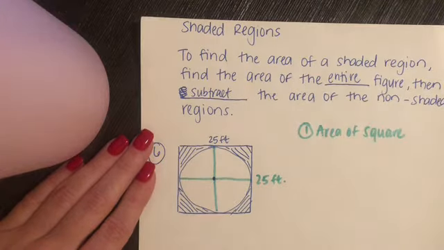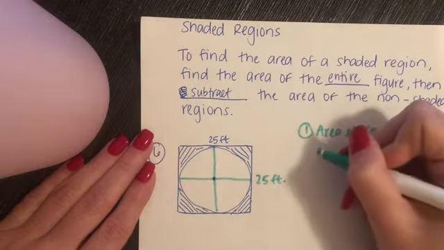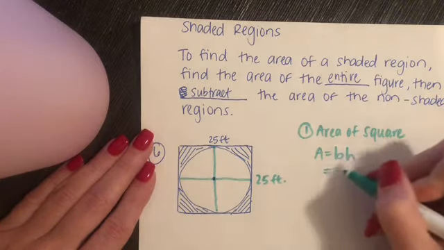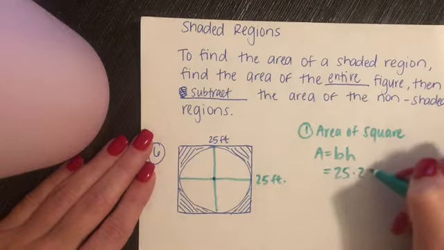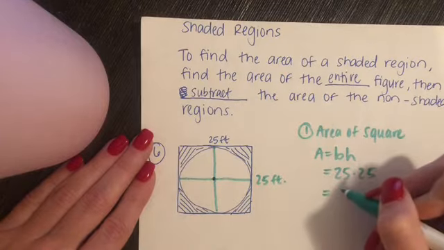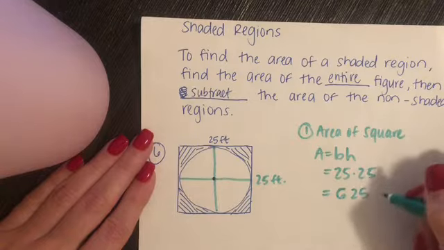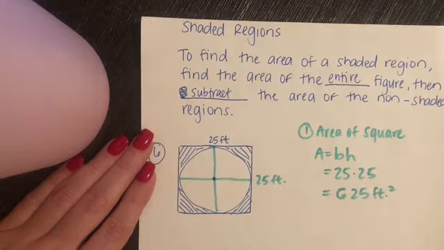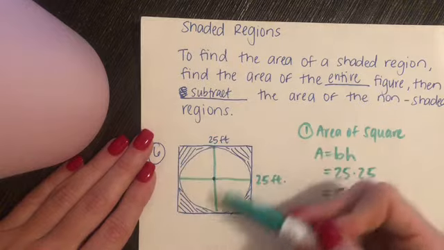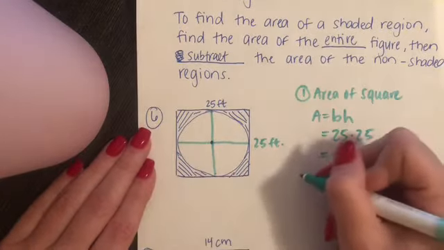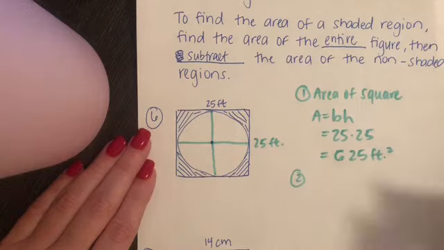Okay, I'm going to label my work just so I don't get confused. Okay, area equals base times height. So that's going to be 25 times 25, which is 625 square feet. Okay, now that's the entire square. Now we're going to find the non-shaded region, okay, which is a circle.